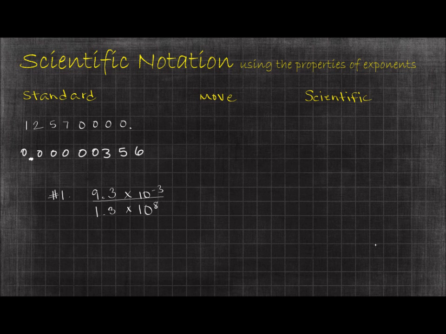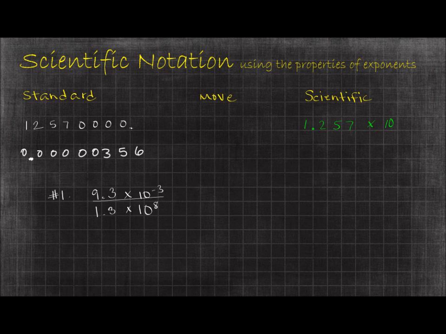To talk about how to use the properties of exponents with scientific notation. Now, a quick reminder of scientific notation. If we have a really big number, 12,570,000, and I want to write this using scientific notation, I'm going to want one number in front of the decimal point, and then all the other digits are going to follow. Then you need to tell everybody how many zeros you didn't write by multiplying it times 10 to some power.